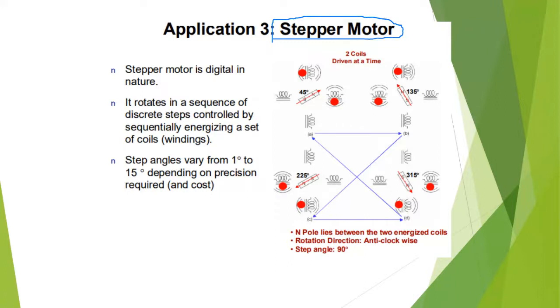It operates in steps. It's not a continuous rotation, it is a step rotation, unlike a DC motor. A DC motor moves continuously in an angular way, but a stepper motor is like this: there is one step, then a second step, then third, fourth, fifth, sixth. So it is not a continuous rotation, it is a step rotation.